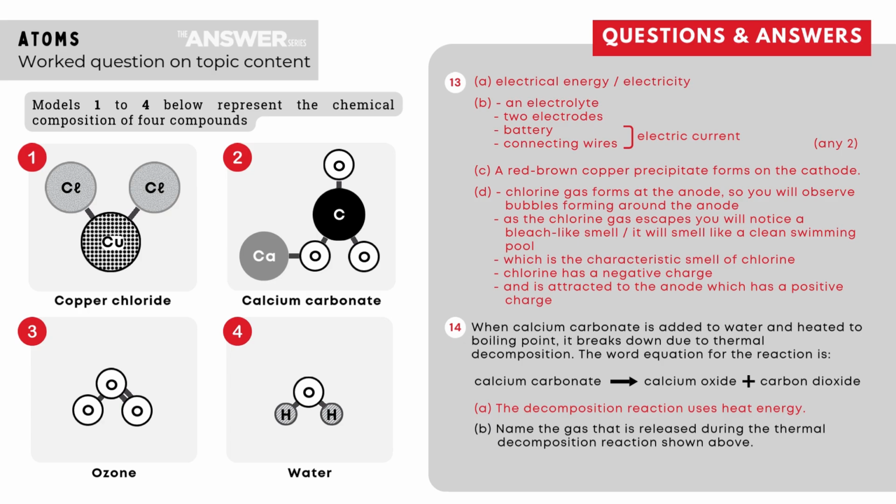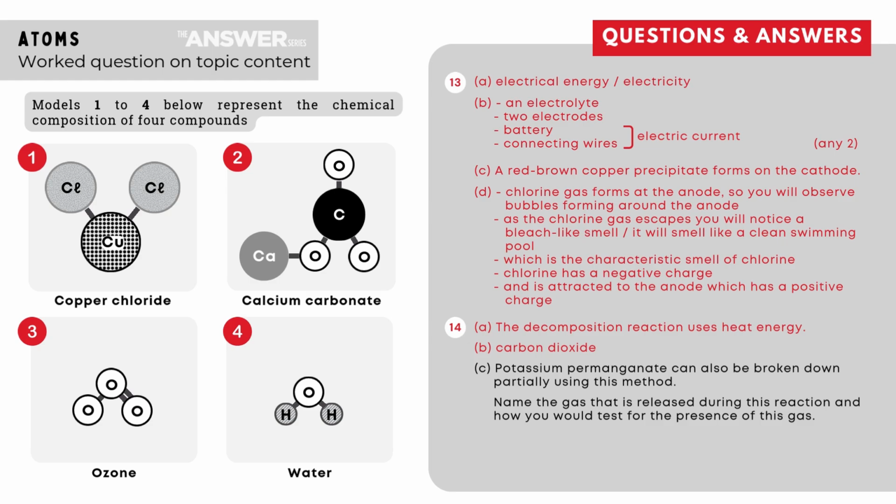Name the gas that is released during the thermal decomposition reaction shown above. So they expect you to know that carbon dioxide is a gas, and you learned that in your life sciences component during term 1. Then the last question, potassium permanganate can also be broken down partially using this method. So that was another hint. If you didn't know what thermal decomposition meant, you would have thought, oh, potassium permanganate, we used heat energy, so that must be what thermal decomposition means.